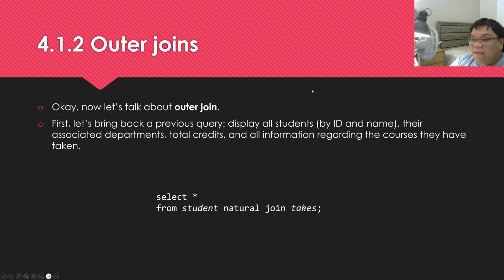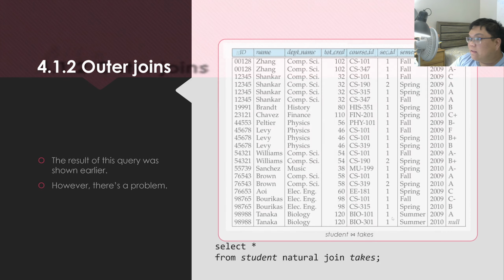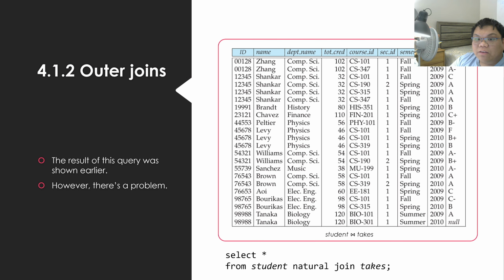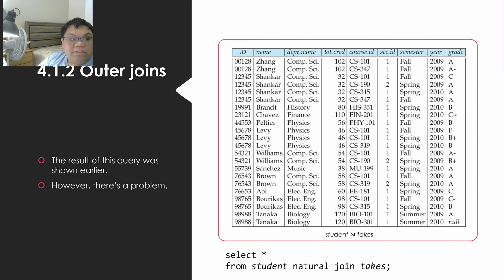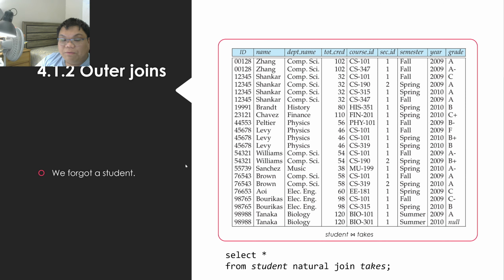So let's bring back this query. Display all students by an ID and name, their associated departments, their total credits, and all information regarding the courses they have ever taken. So select star from student natural join takes. And the result of that query is this relation here. However, there's a problem. We forgot a student.